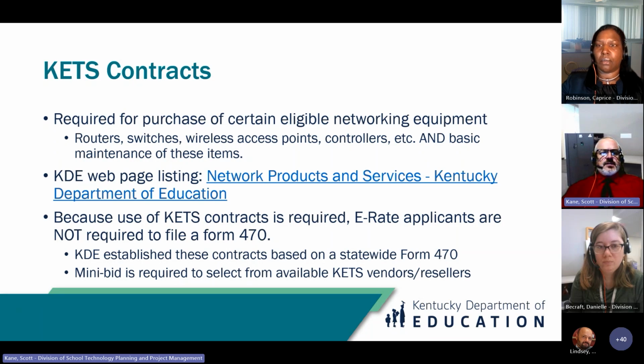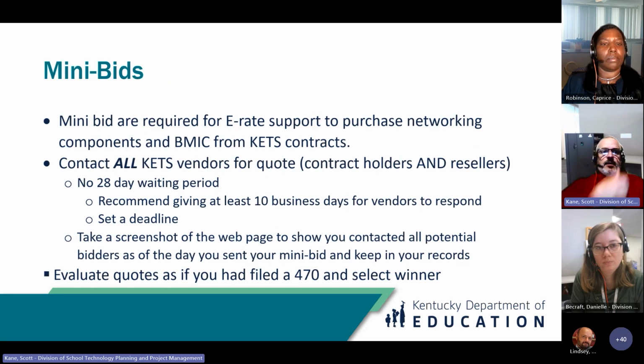In this instance, because there are multiple options for you under the state contract, E-rate rules require that you submit or go through the mini bid process. This is kind of like the Form 470 process, but it doesn't require you to actually file the Form 470. You need to reach out to folks and request a quote from the available contract holders and resellers. We'll talk about the mini bids here.